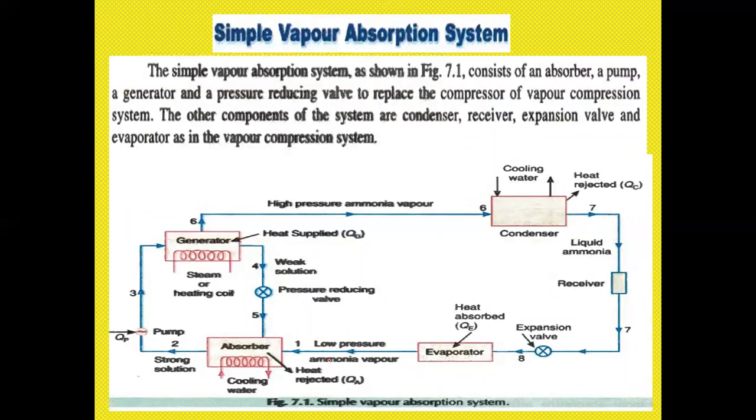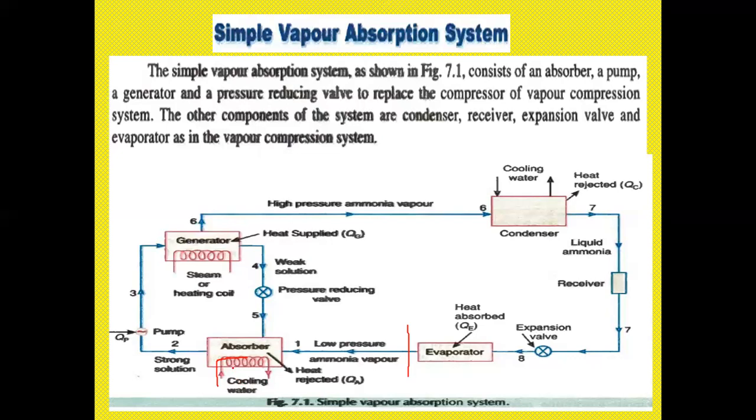So the low pressure ammonia vapor is passing from here. So we'll say starting here. The low pressure ammonia vapor is passing into the absorber. Thereby, in the absorber, you are having cooling water. So the water is going in this side and circulating and again coming outside. So what happens here? The absorber will absorb the heat of the ammonia vapor.